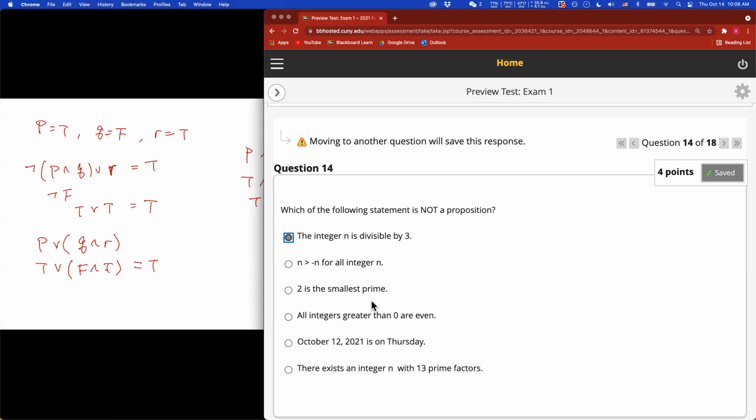2 is the smallest prime, right? This is true. All integers greater than 0 are even. We know this is false, or you can find counterexamples. So this is a proposition. October 12th, 2021, it's on Thursday. I believe this is false. It's on Tuesday. But this is a proposition. It's always false. It gives you a specific date. There it says an integer n with 13 prime factors. Again, you see you have a quantifier, there exists. So they are all propositions except the first one.